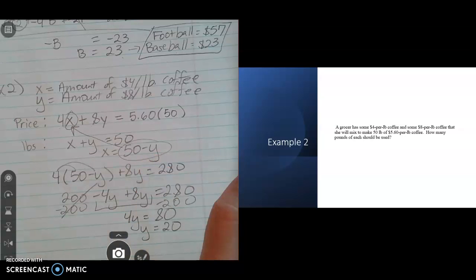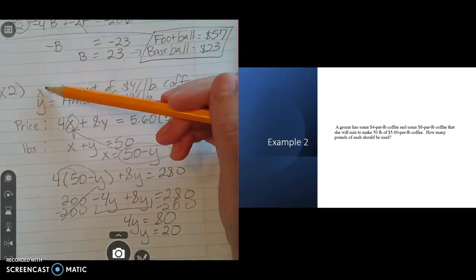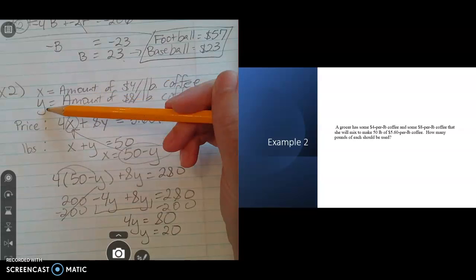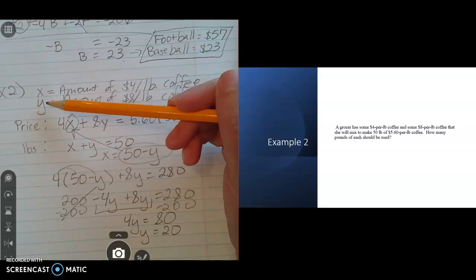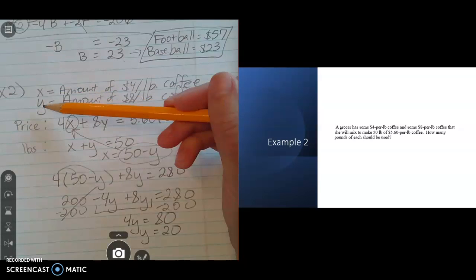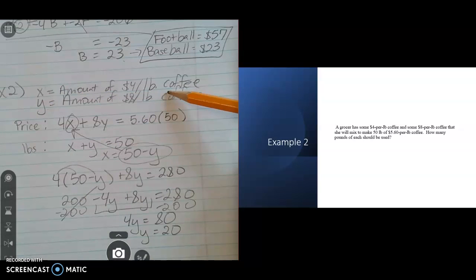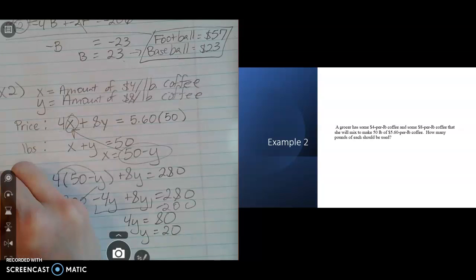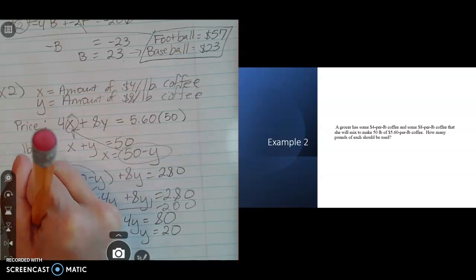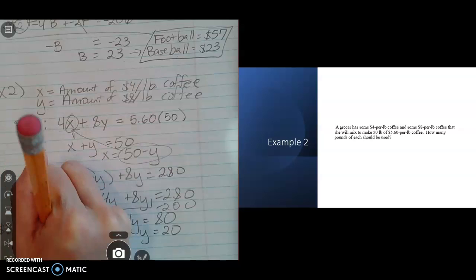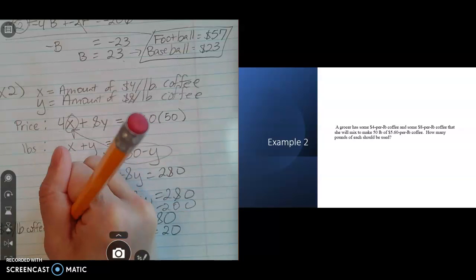So what that tells me, going back up, and this is why if you use something else for your variables, it's good to define them at the beginning. Now I know that my y was the amount of $8 per pound coffee that I'm going to use. So I know that I'm going to have 20 pounds of the $8 per pound coffee. So I'll put that over to the side. So the $8 per pound coffee, we're going to use 20 pounds.